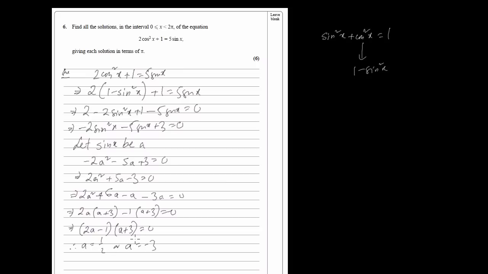Now you must remember the maximum value that sine x or cos x can have is 1. If you take a look at the common angles, you will see that the maximum value that sine x and cos x can have is 1, and the minimum value is minus 1. Tan x can have any value, but sine x is more or less sandwiched between 1 and minus 1. Remember that. So this value will not be possible, so we can write for sine x equals half. Now we need to solve this.